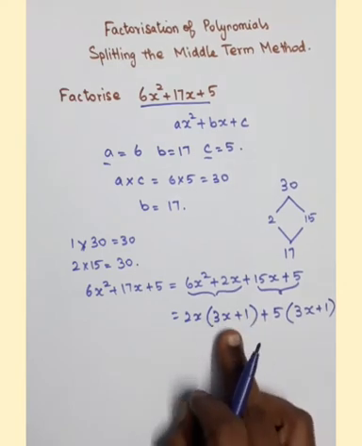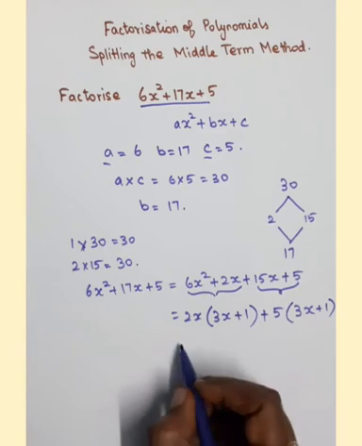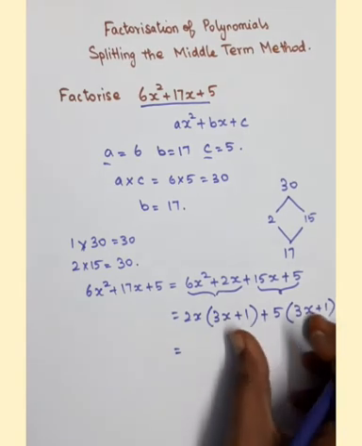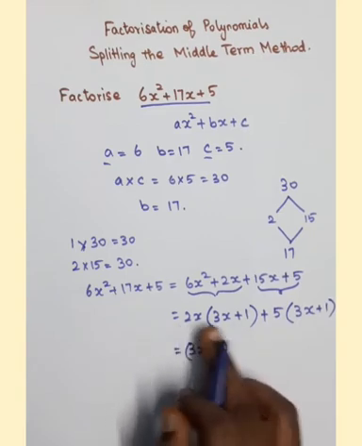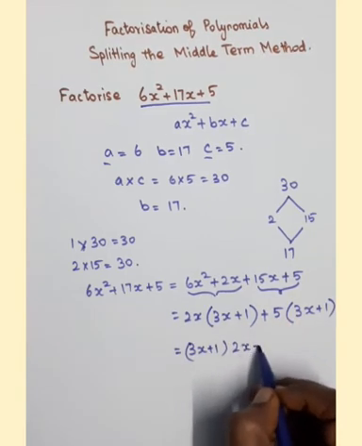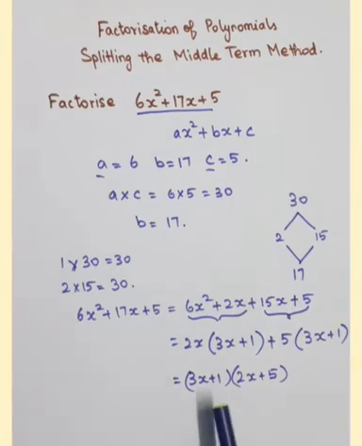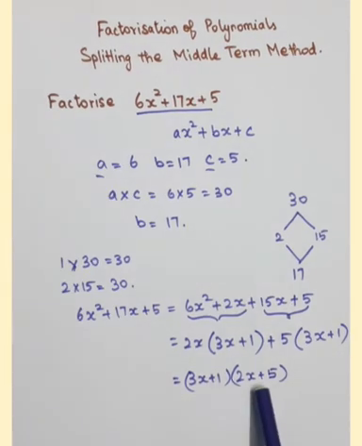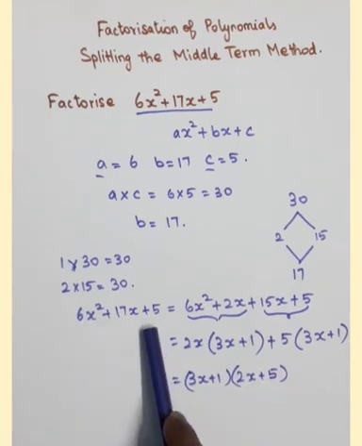See, inside the bracket always the factors should be same, so that you can group it in the next step. So taking 3x plus 1 common, you can write this as 2x plus 5. So 3x plus 1 into 2x plus 5 are the factors of 6x squared plus 17x plus 5.